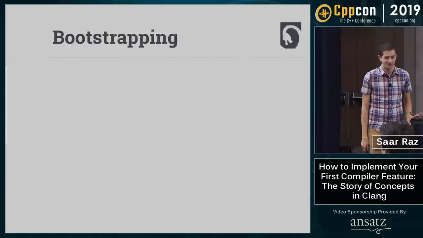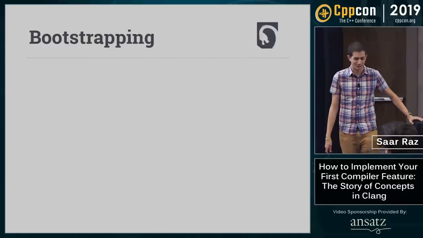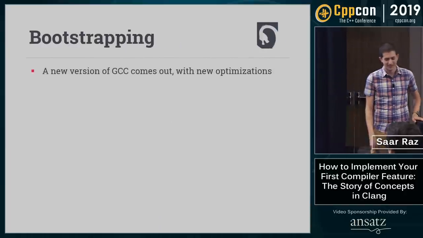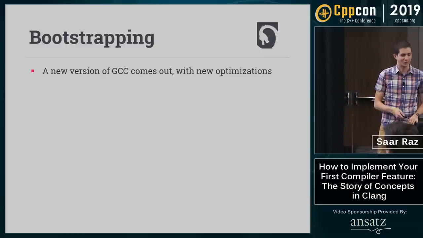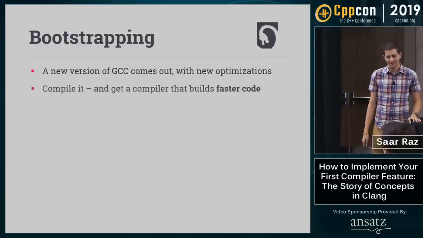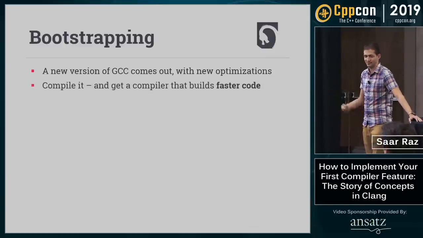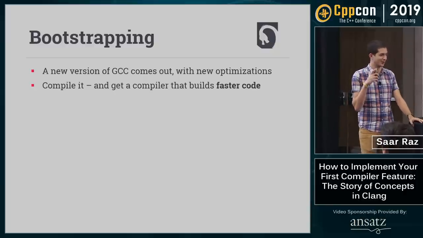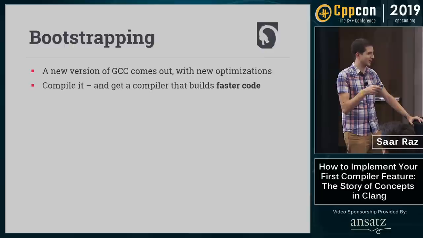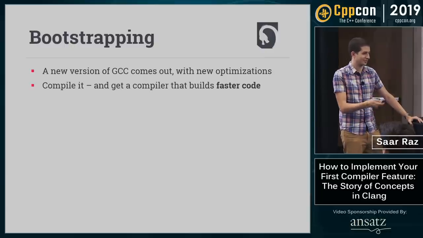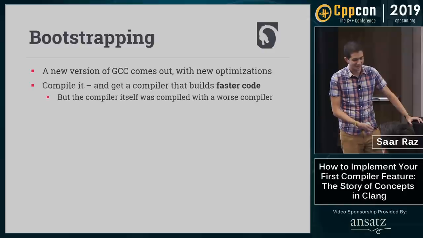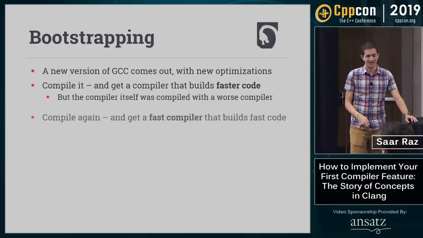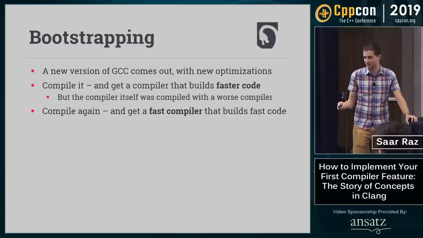What is stage 2? Let me walk you through what bootstrapping is. Say a new version of GCC comes out, okay, with new optimizations. If you compile the new version, you get a compiler that builds faster code, right? But the compiler itself was built with an older compiler, so the compiler itself is slow. What can you do? Compile the compiler again with itself and get a fast compiler that builds fast code.